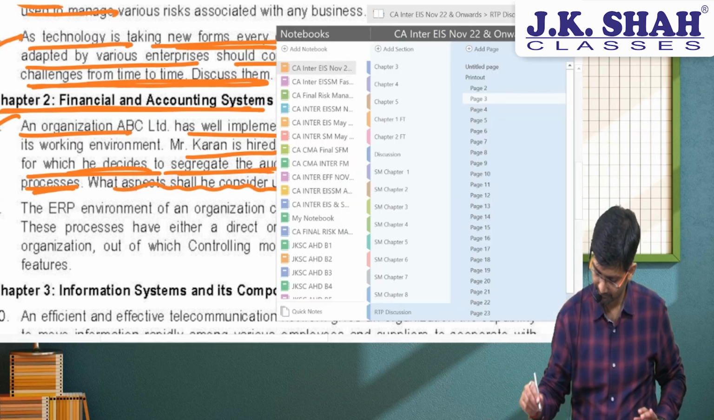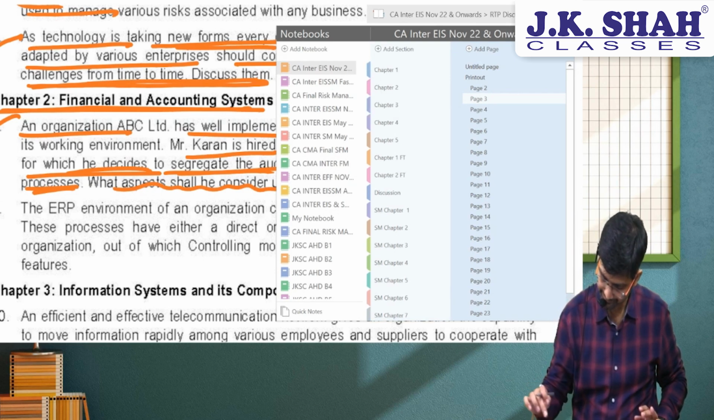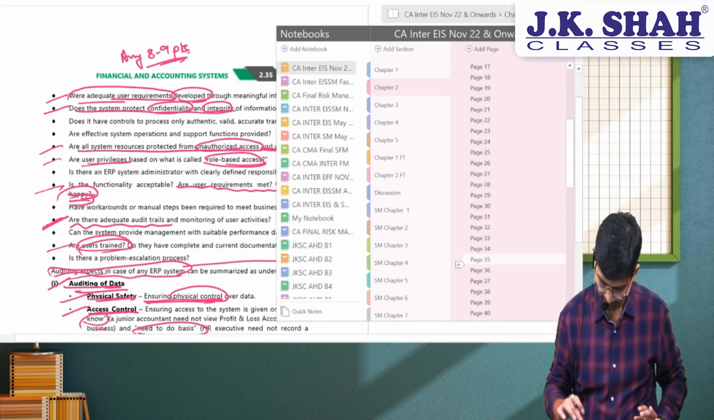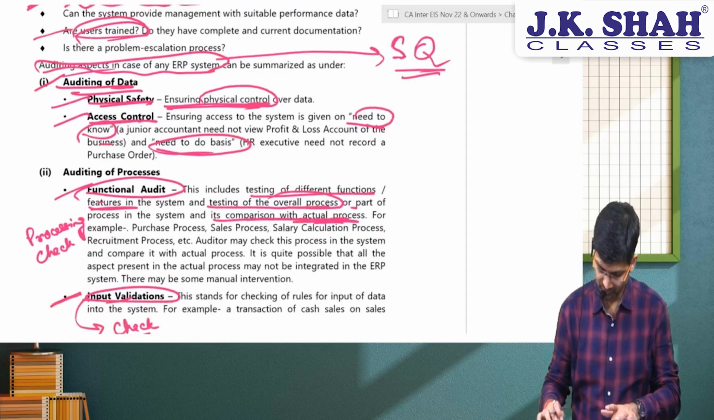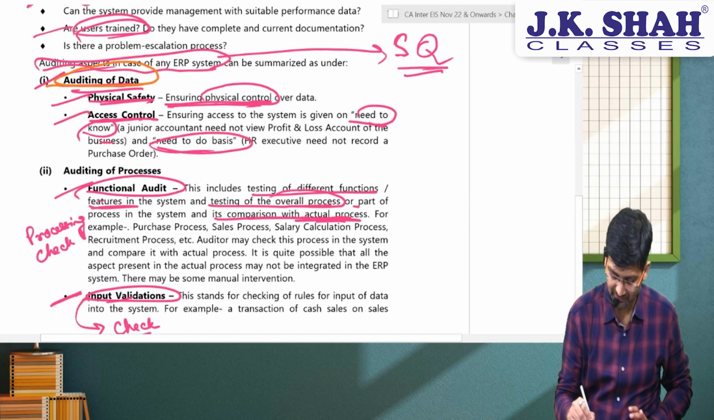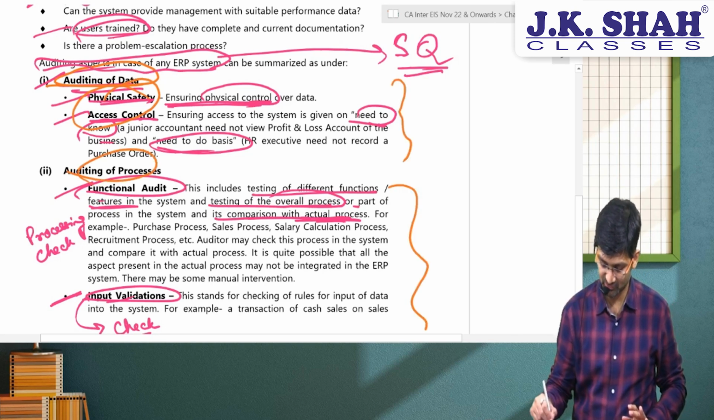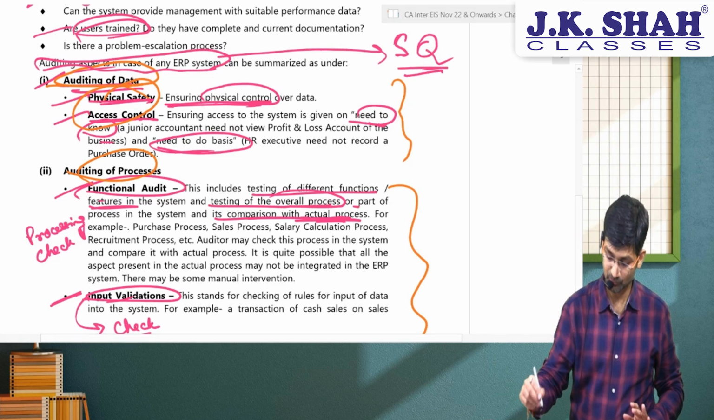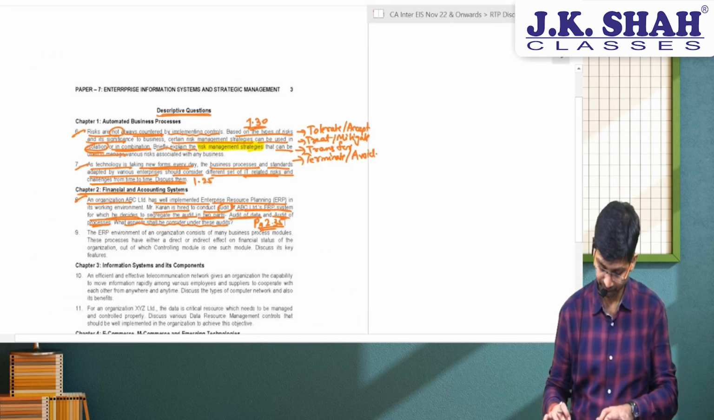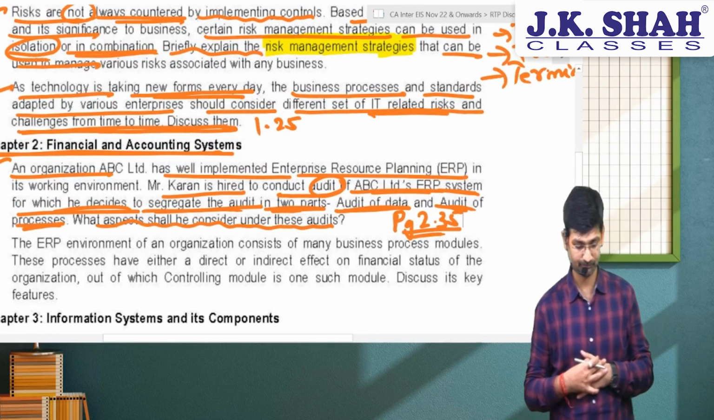Okay, just to give you a quick reference to the page number. So you see, this was mentioned as an SQ. Auditing of data, you can have physical security and access control, and then auditing of process, you had again 2 points. These were the 2 points and 2 points that were covered in our discussions. Page 2.35 of the material.